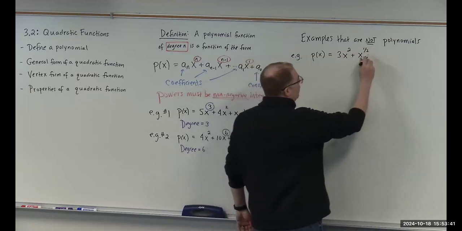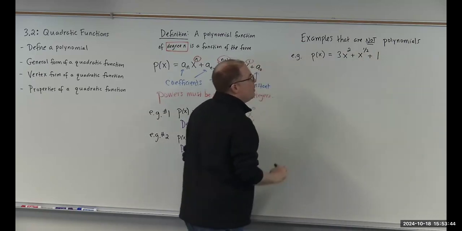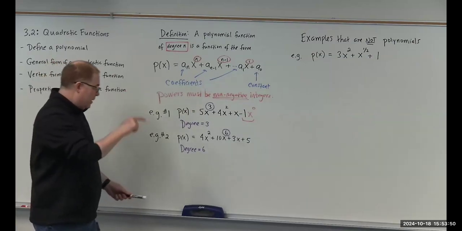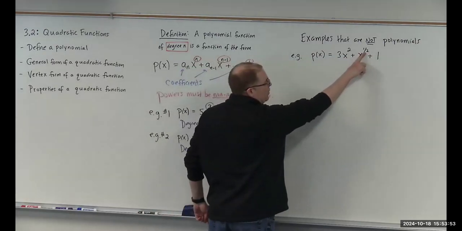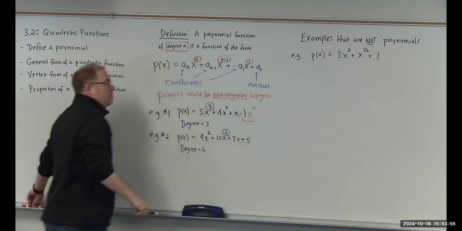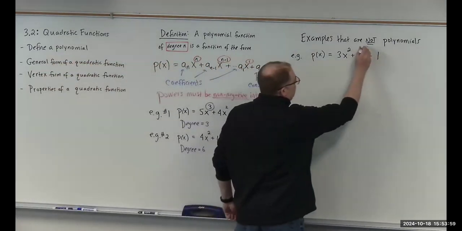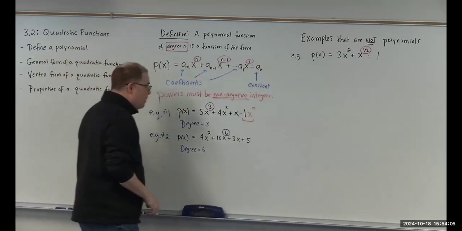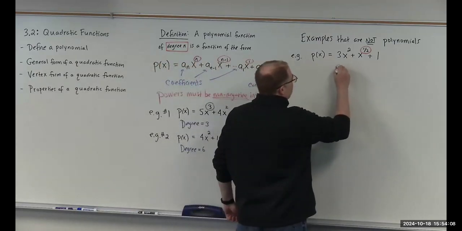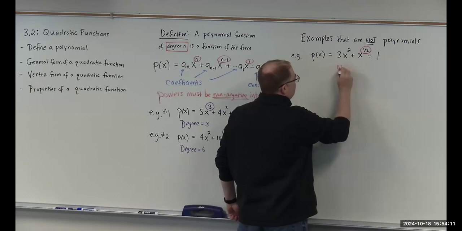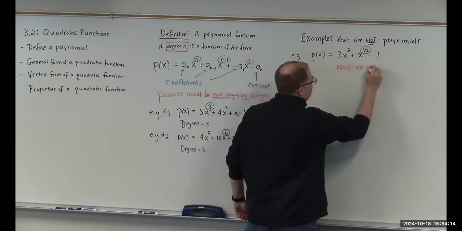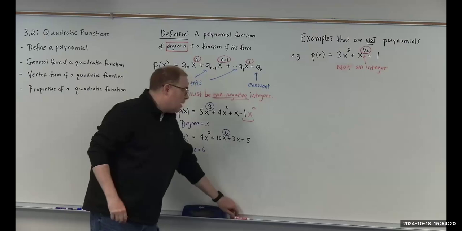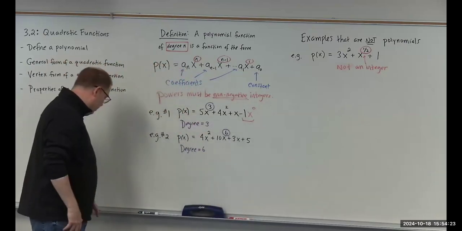x to the 1/2 power plus one. Okay. So this is not a polynomial. The reason is because the power, specifically the power here, is not a non-negative integer. This is a rational number. It's not an integer. So that means this is not a polynomial. It's not an integer value. So by definition, this is not a polynomial.